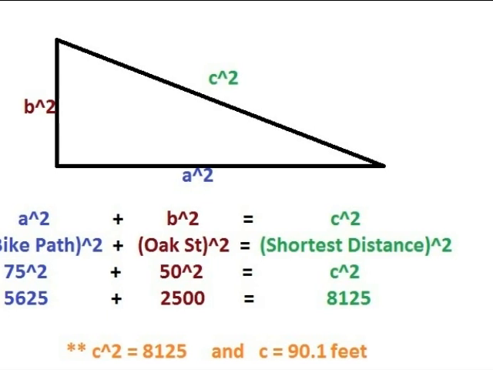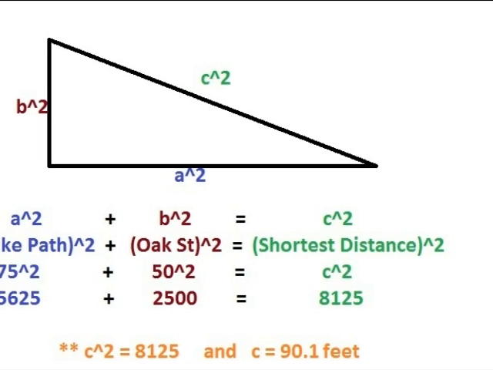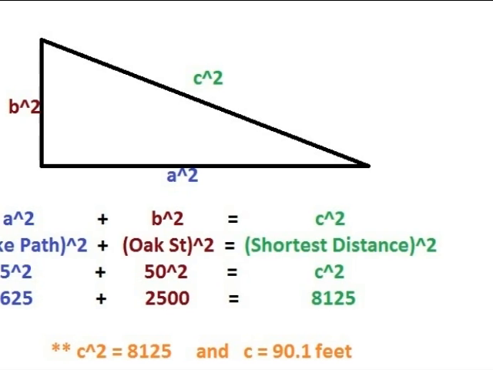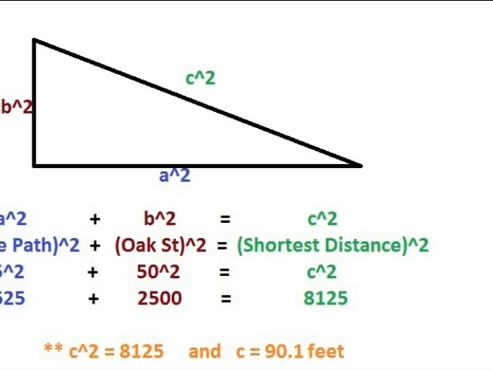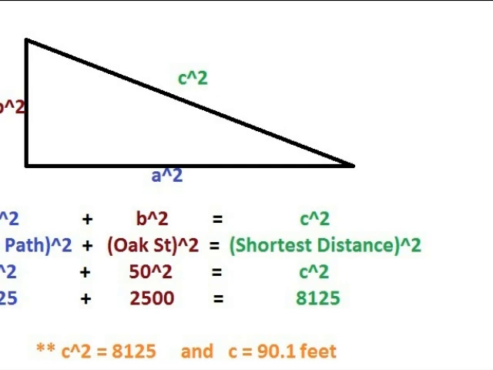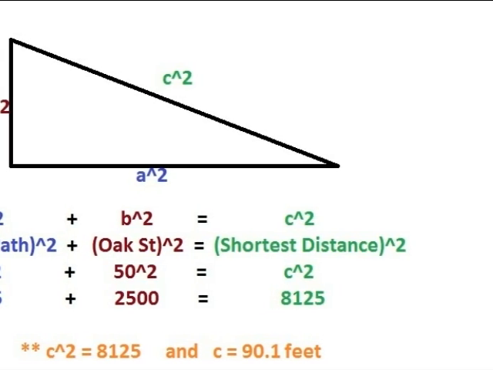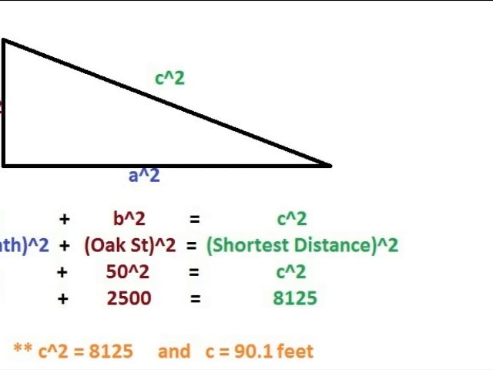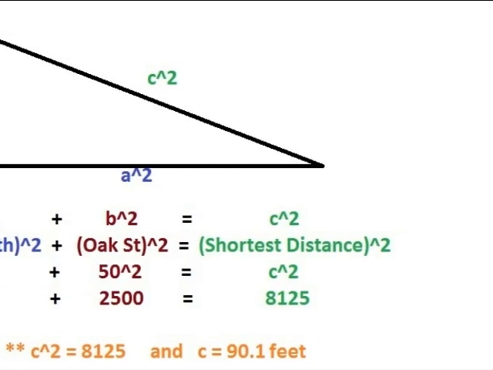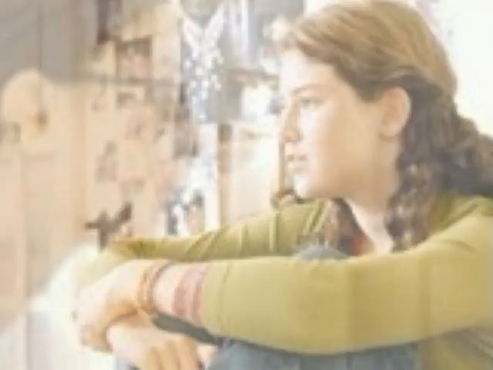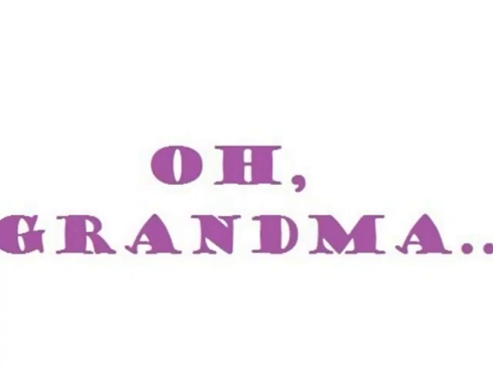So 50 squared is 2,500, and 75 squared is 5,625, and if I add them together, I have 8,125 feet squared, which equals the hypotenuse. If I take the square root of 8,125, I know the shortest distance to Brittany's house is 90.1 feet. So am I right? Can I go now?" "Yes, you're right. But before you go, can you tell me the distance using the distance formula?" "Oh, Grandma!"